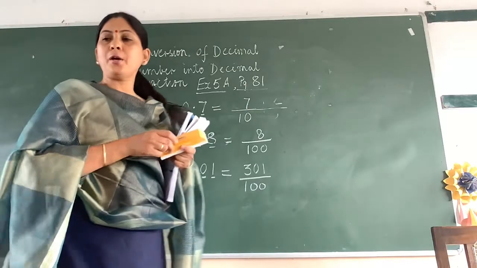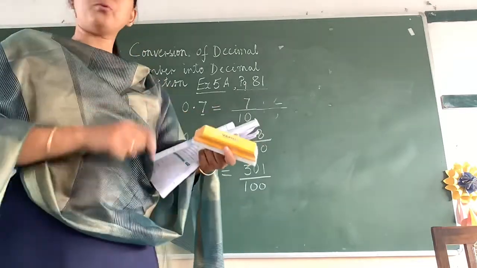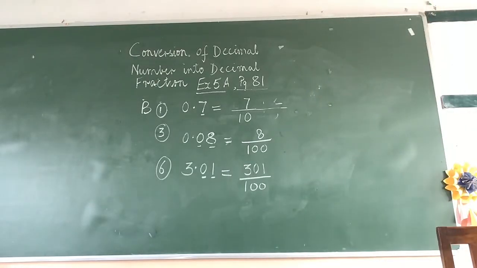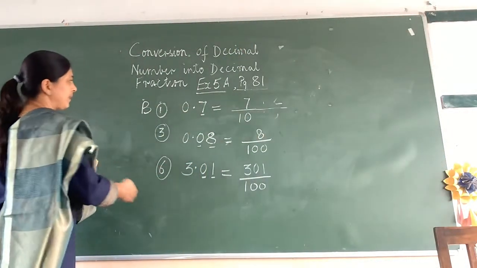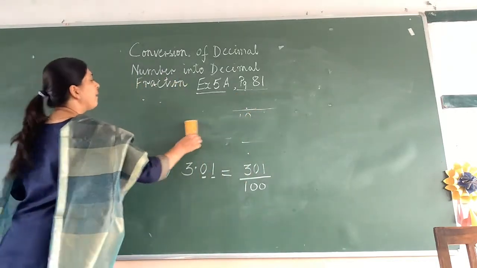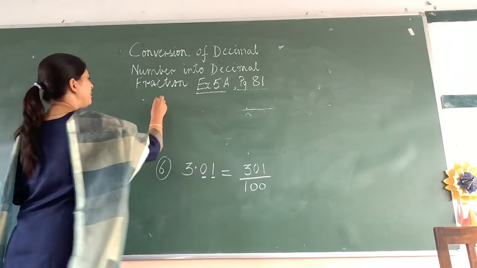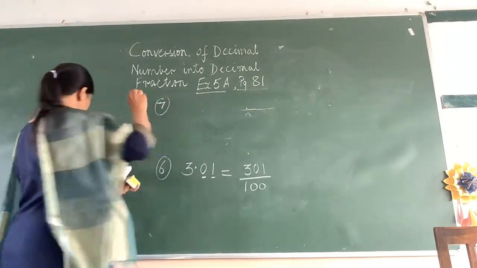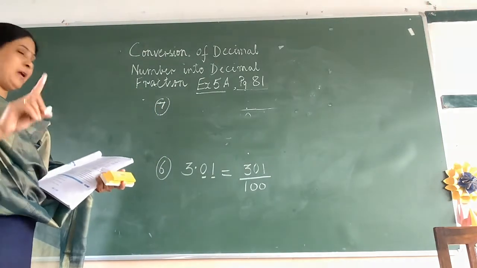So children, now you can do question number 7. Do question number 7 on your own. I'll give you 1 minute. Okay. So now question number 7. Let me rub 1 and 2. Now question number 7.